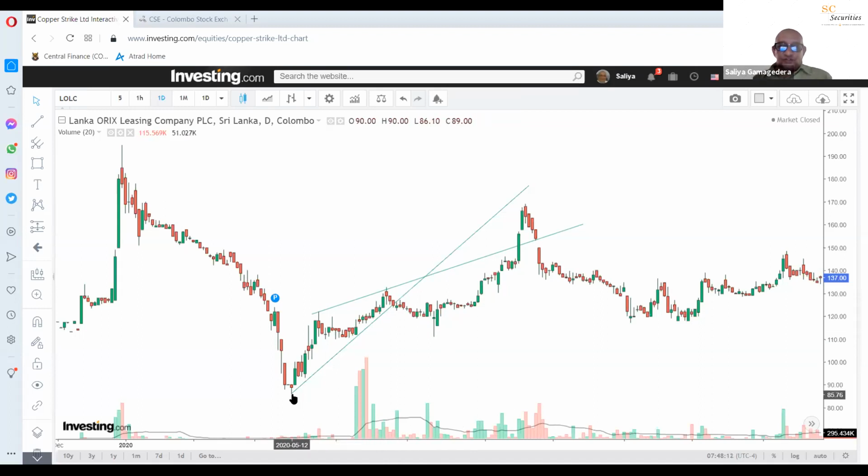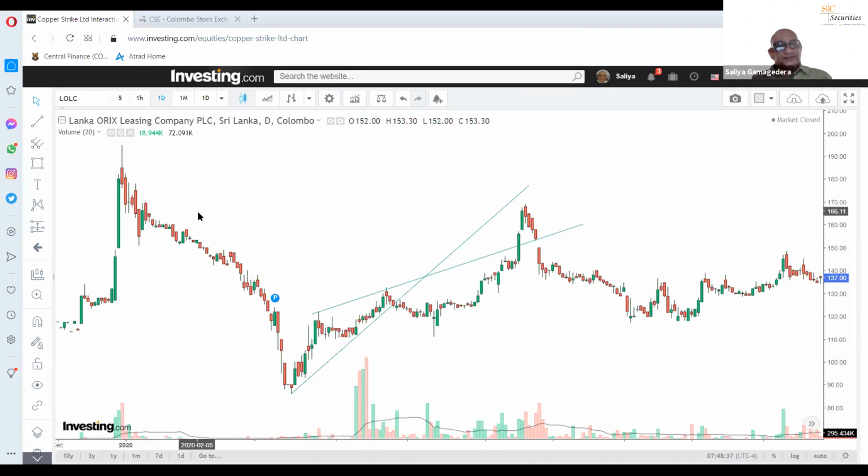Okay, the reason this is a reversal is because the higher low formation at this point broke and changed to the opposite direction and became a lower high formation. Yeah, uptrend changed and became a downtrend, right?